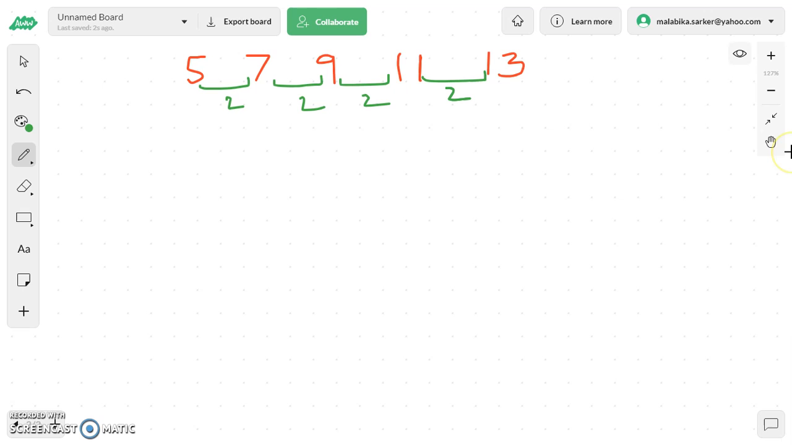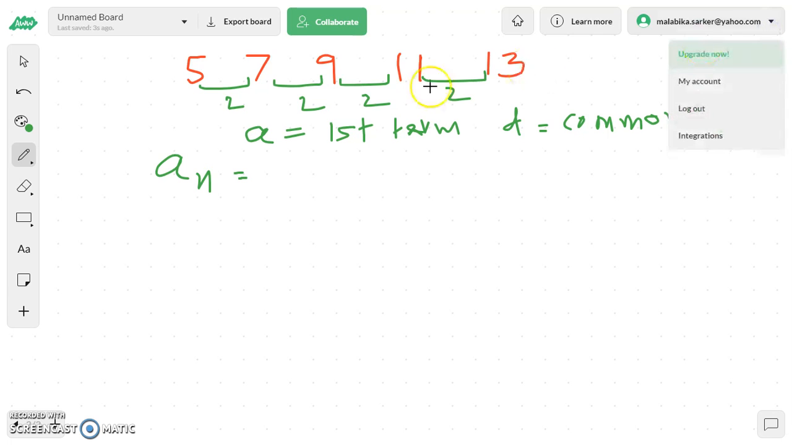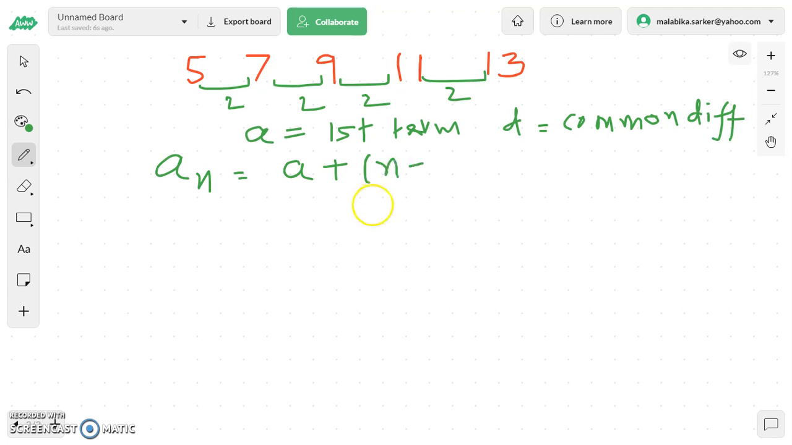And in general, if we write A as our first term and D is the common difference, we can find any term of the sequence, and this is written as an, where n is the specific term that we are looking for, equals a, the first term, plus n minus 1, n is the term that we are looking for, times the common difference d.